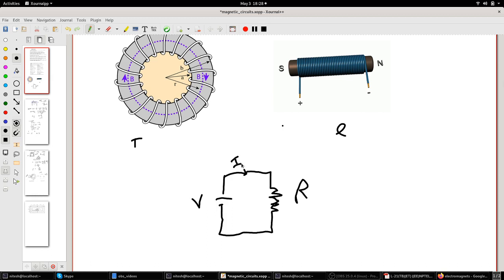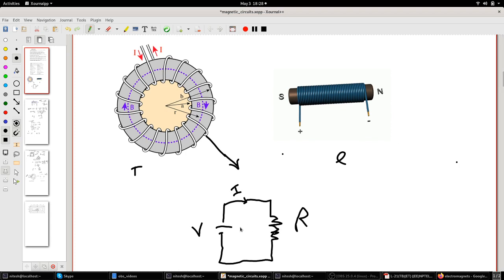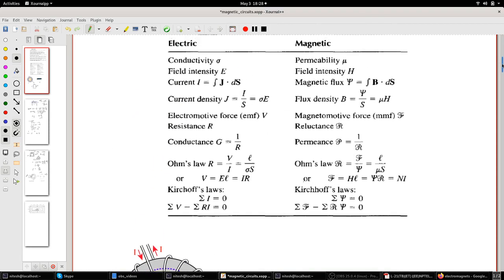Such things become simpler if I can convert a magnetic device into a magnetic circuit. The magnetic circuit looks very similar to this electrical circuit. Now, what are the equivalents? The first thing we have to know is, here there is a supply. What will be equivalent to a supply in a magnetic device? That equivalent analogies we'll have a look at.